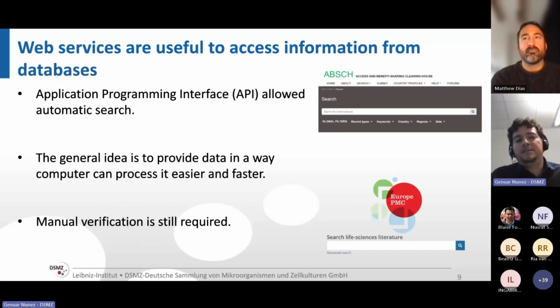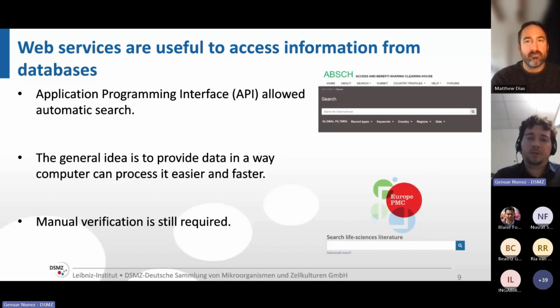In this sense, instead of doing this manually, the idea is to take advantage of web services already available. That's something related to this interoperability, not just with the ABS Clearinghouse, but with other databases that also use this kind of API, application programming interface.